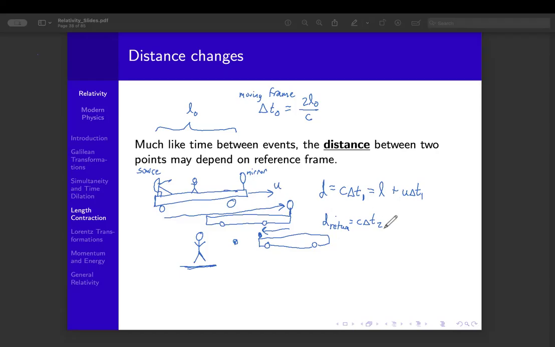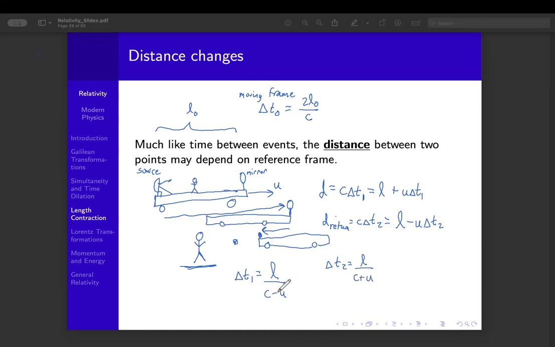Notice that those two arrows are quite different in length. But that will give you something along the lines of L minus U delta t2. U, of course, is the velocity of the cart in this scenario. So you can solve both of these now for delta t1 and delta t2 in terms of c, L, and U. You will find that delta t1 equals L over c minus U. Delta t2 equivalently is L over c plus U.